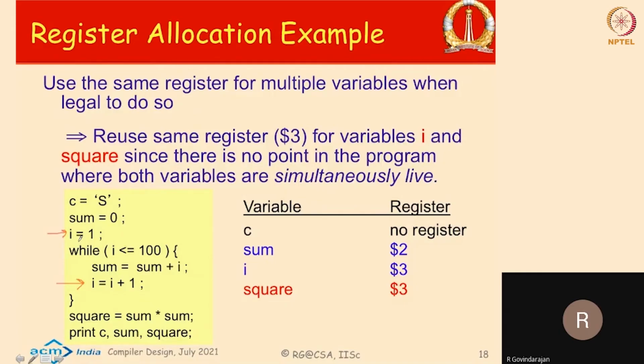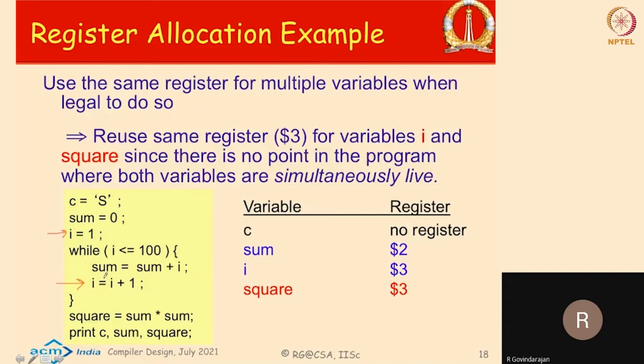But for the time being, in all our discussions, we are not going to assume a static single assignment form. We are going to assume that these variables are the same variables, and therefore they have to be allocated the same register if they are allocated a register.